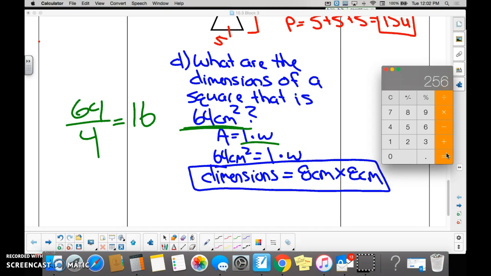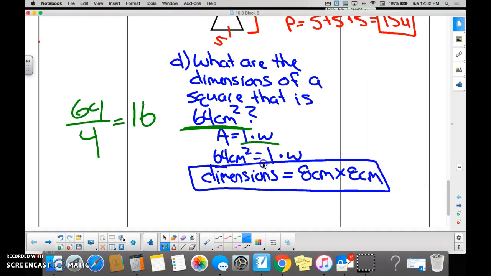So what we did as a class is we plugged in 64, and then we had to determine what the length was and what the width was. And the fact that it's a square, they both have to be the same number. I think Sabir said, well, I just used the square root and got the number 8 for the base and the height. Does that make sense? And this is almost like a guess and check too, right? Yes. What times what gives you 64 centimeters squared? Okay, good. Any questions?